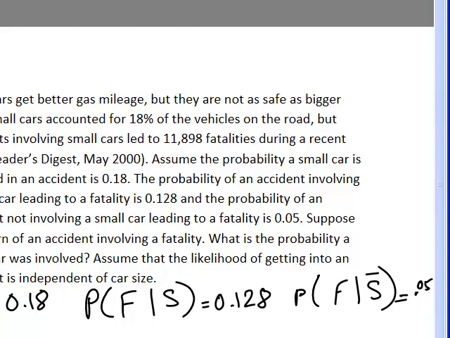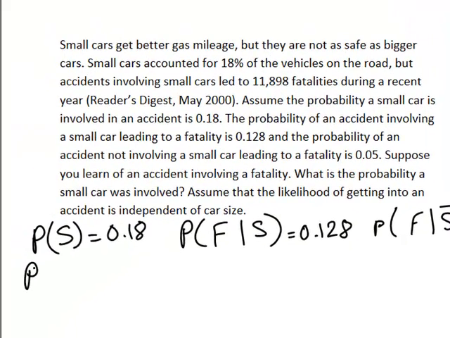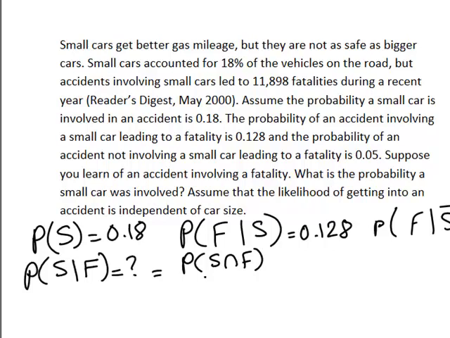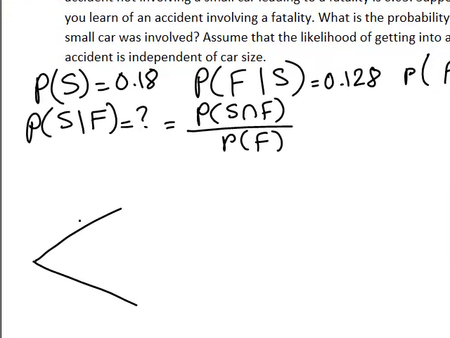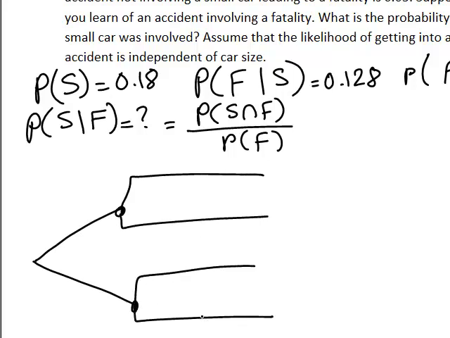Suppose you learn of an accident involving a fatality. What is the probability a small car was involved? So the probability that a small car was involved given that there was a fatality is equal to what? That's what we're looking for. We know from our formulas that the joint probability of S and F divided by the probability of F gives us that answer. But again, we can use tree branching to solve this problem instead of the strict application of the formulas.